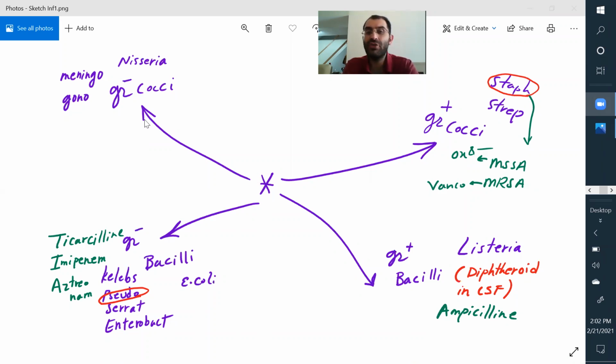Gram-negative bacilli. Gram-negative bacilli are E. coli and its cousins, Enterobacteriaceae family. E. coli, Klebsiella, Pseudomonas, Serratia, Enterobacter. These are gram-negative rods. Gram-negative rods are nasty infections. If you want to pick up a nasty gram-positive, pick up staph. If you want to pick up a nasty gram-negative, Pseudomonas.